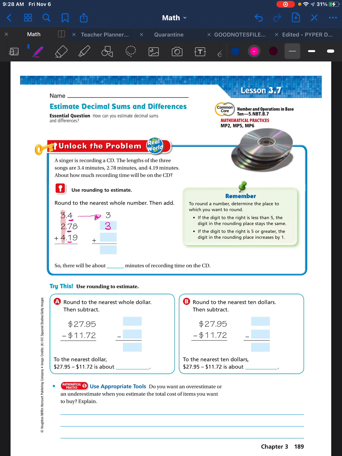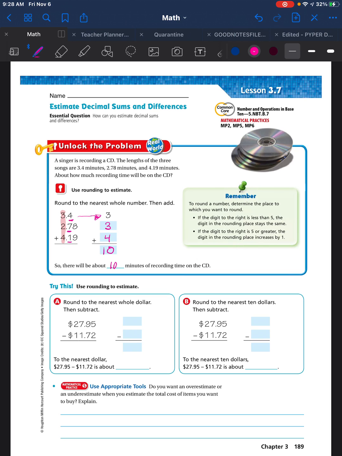And then we have a 1. It is less than 5, so we're going to keep that at 4. So 3 plus 3 is 6. 6 plus 4 is 10. So there will be about 10 minutes of recording time on the CD.